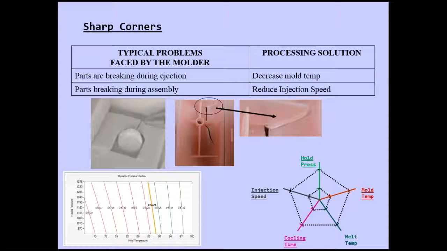So sharp corners is definitely a bad idea, right? On any molds. In fact, you look at any parts that are broken, 9 times out of 10, they're probably broken because of the sharp corner on it. That's the first thing.